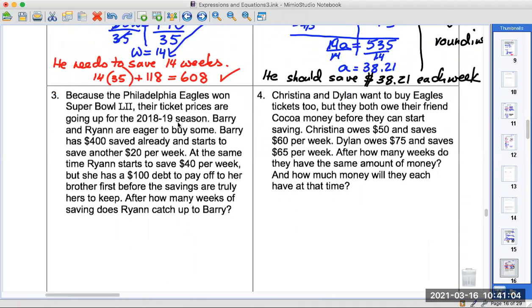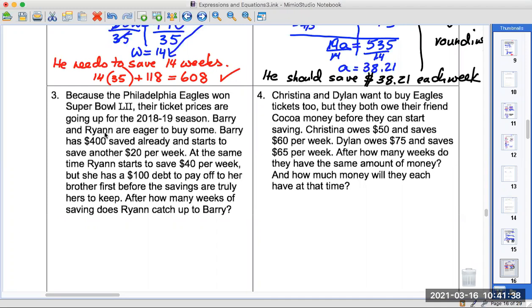Okay, number 3. By the way, we're not doing number 4. Do we? Well, maybe. Okay, number 3. Because the Philadelphia Eagles won Super Bowl 52, I believe. L means 50, and this is 2, 52. Their ticket prices are going up for the 2018-19 season. So going up, right? I'm always kind of thinking, more expensive.